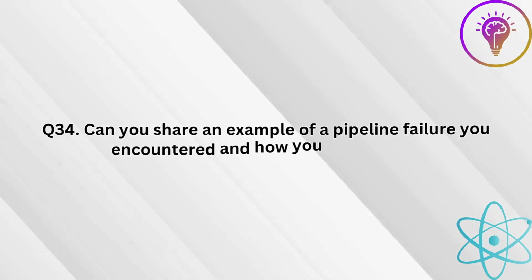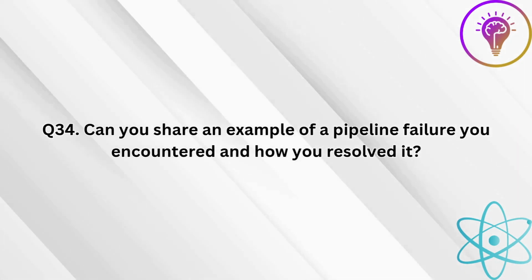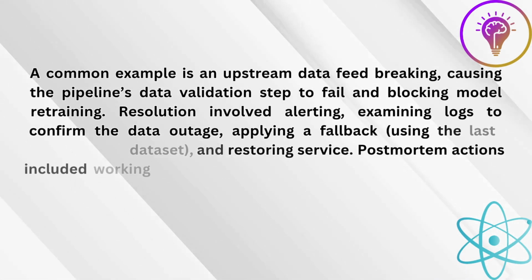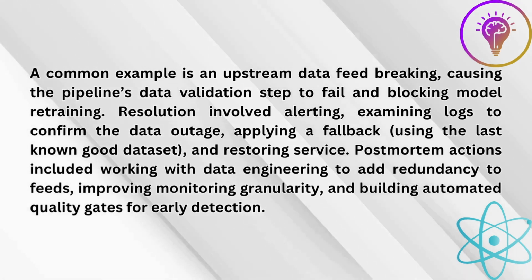Can you share an example of a pipeline failure you encountered and how you resolved it? A common example is an upstream data feed breaking, causing the pipeline's data validation step to fail and blocking model retraining. Resolution involved alerting, examining logs to confirm the data outage, applying a fallback, using the last known good data set, and restoring service. Post-mortem actions included working with data engineering to add redundancy to feeds, improving monitoring granularity, and building automated quality gates for early detection.